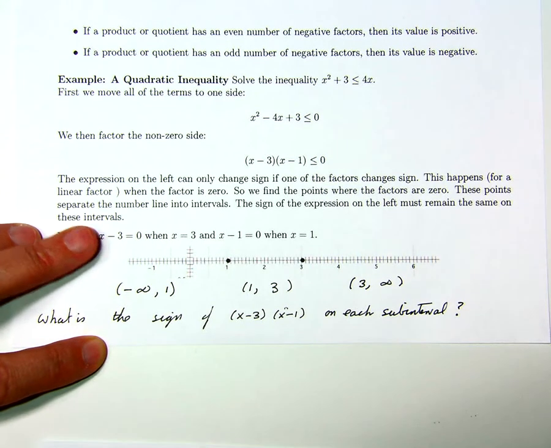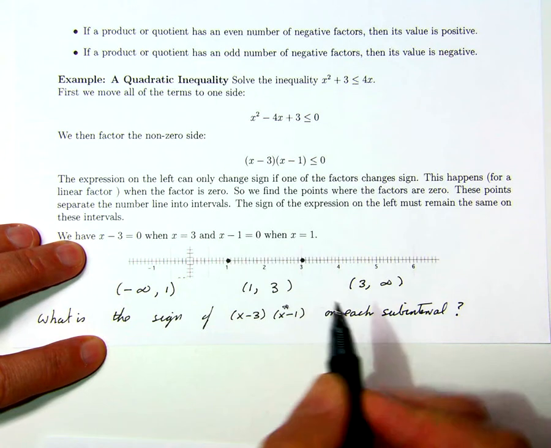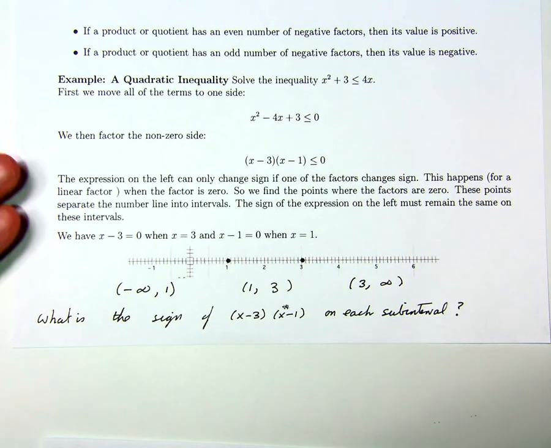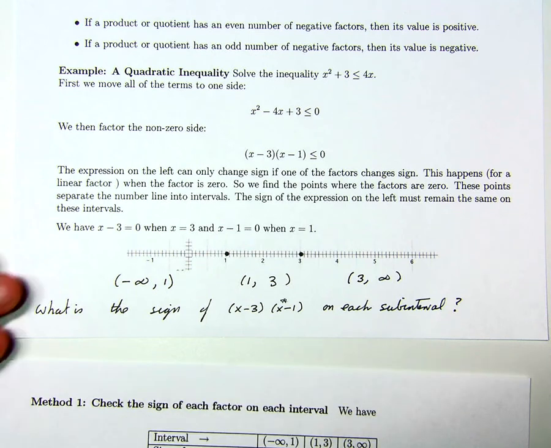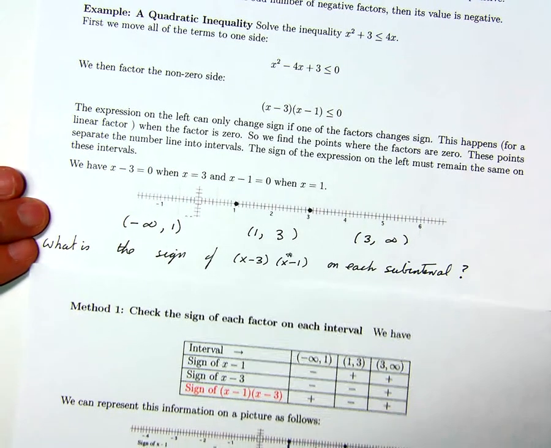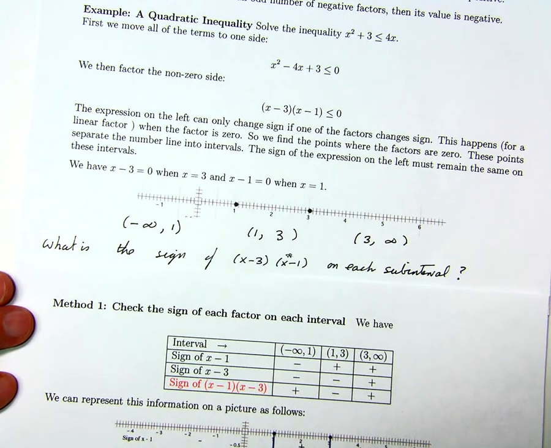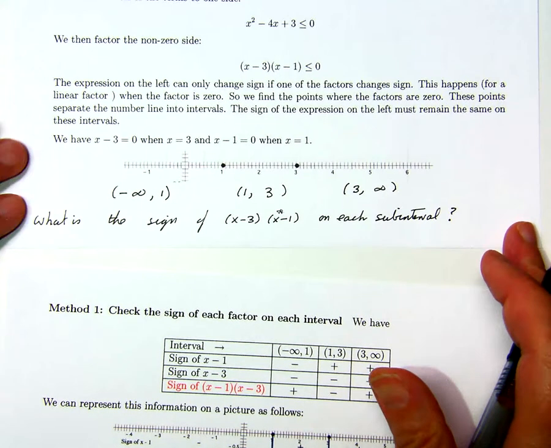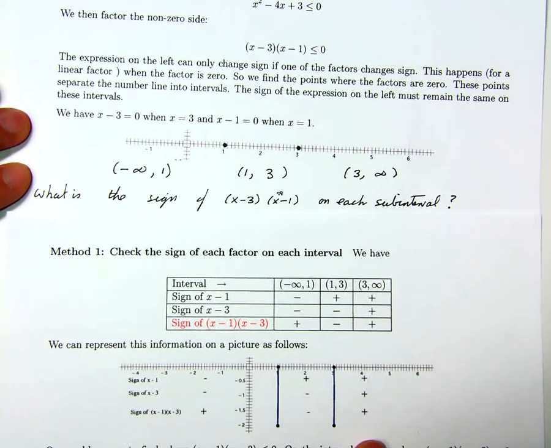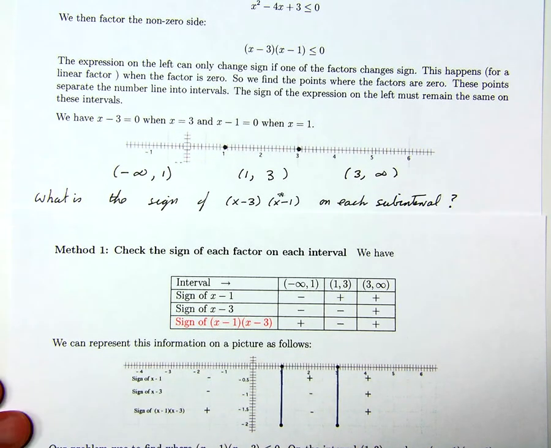And we know it cannot change sign on any of the subintervals because neither of the factors can change sign. How do we do this? Well, we have two methods. Our first method is to identify the sign of each of the factors on each subinterval and then multiply the signs to figure out the sign of the product.